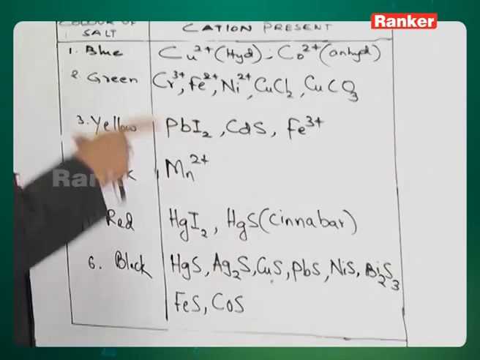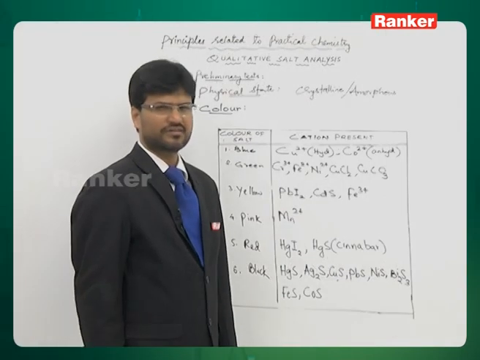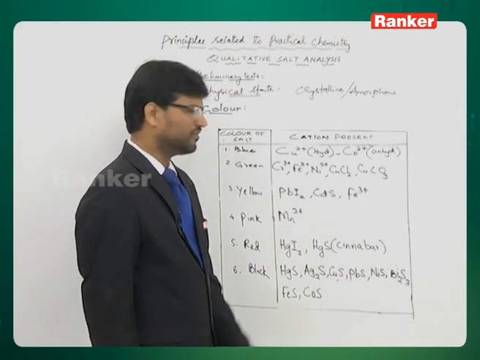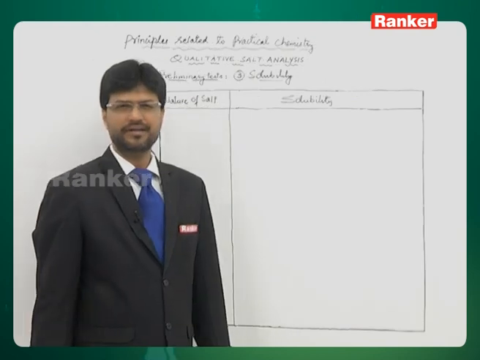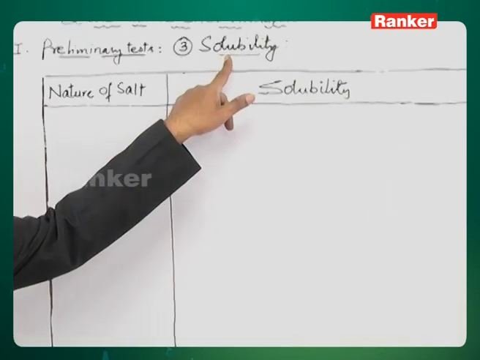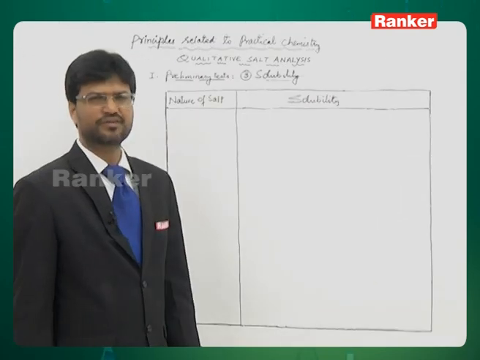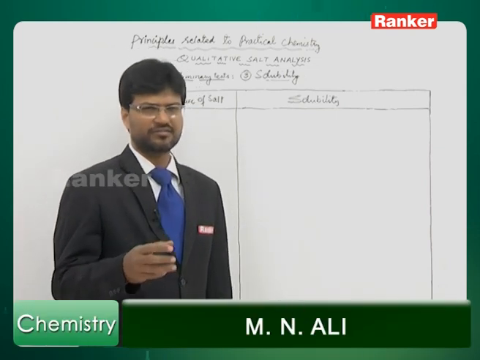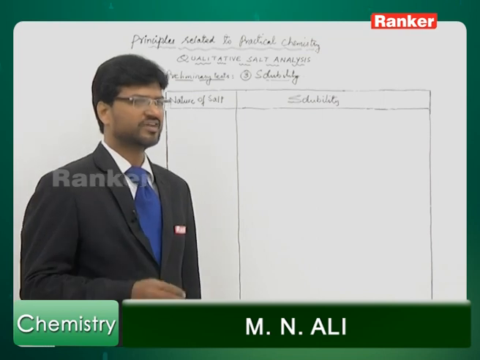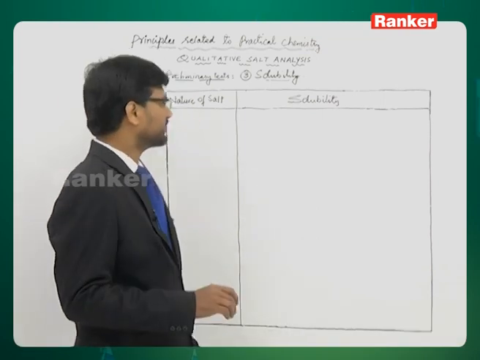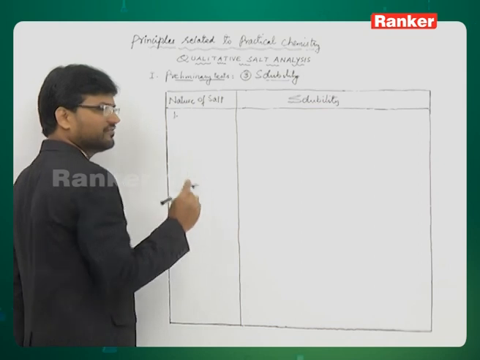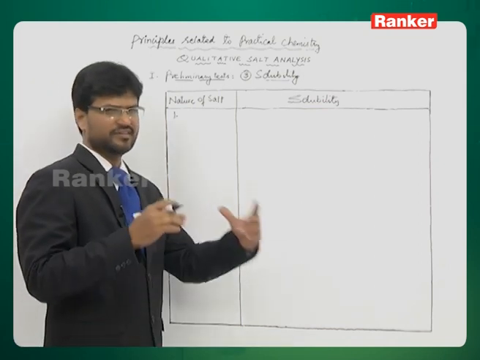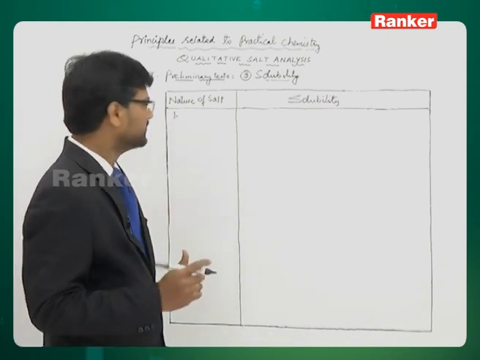So, the color of a salt gives an indication about the nature of the salt. This is the tabular form you are supposed to know. Under preliminary test, the next one we are going to discuss is the solubility of various types of salts. We can sometimes get some clue about the nature of the salt from its solubility also. Let us look at it. Here we have a list of different types of salts with the solubility they exhibit.